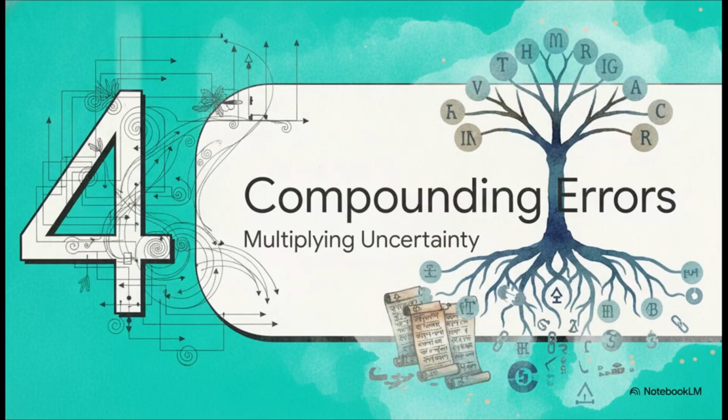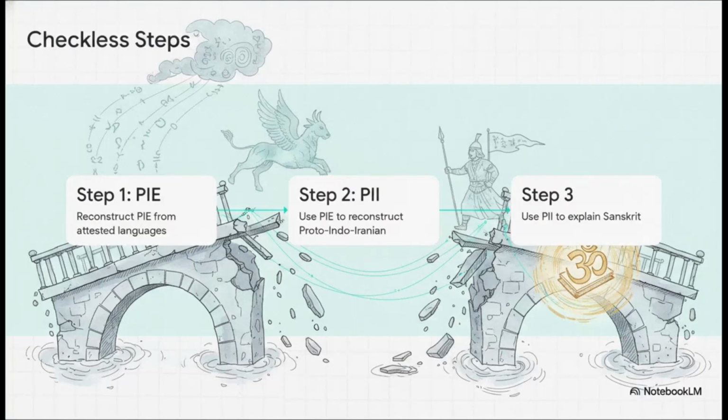Which leads right into Section 4, compounding inferential errors. Remember our 3 steps from earlier? Well, here is where those methodological limits become a massive issue. Step 1 requires reconstructing PIE from attested languages. Step 2 uses that purely hypothetical PIE reconstruction combined with others to reconstruct Proto-Indo-Iranian. And finally, Step 3 uses that reconstructed Proto-Indo-Iranian to explain the origins of Sanskrit. When you use one completely unattested model to build a second completely unattested model, you're effectively trying to build a bridge out of invisible, unverified materials.